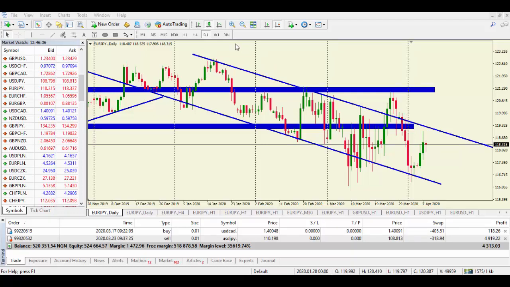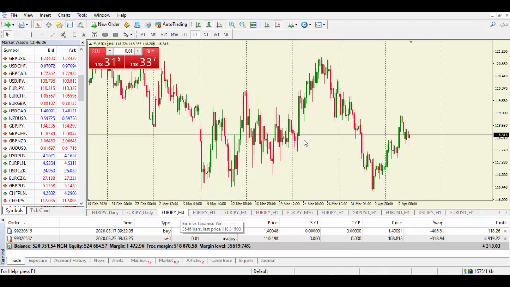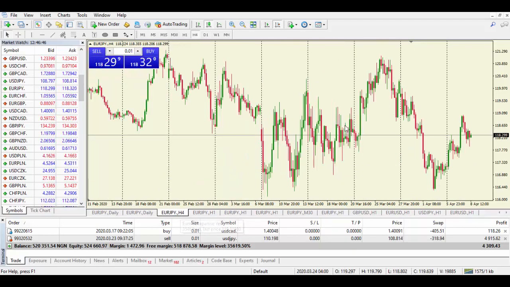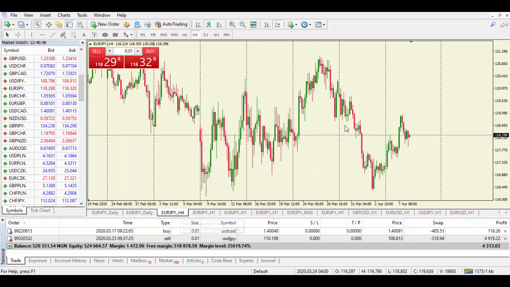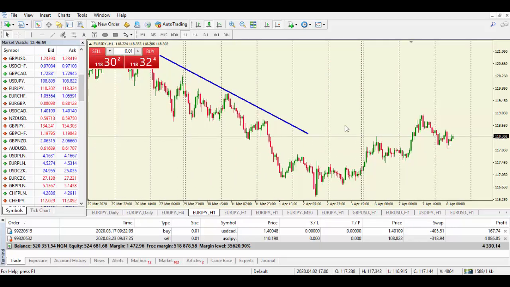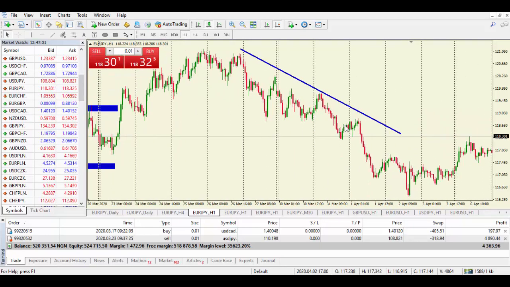Now let's look at the H4 time frame. Also on the H4 time frame, we can clearly see that the downward trend is gradually turning to an upward trend. Now let's jump into the 1 hour time frame. On the 1 hour time frame, we have clearly been on a downward trend here. You can see that the price was just falling down here.